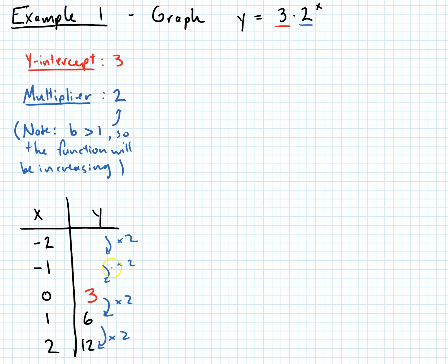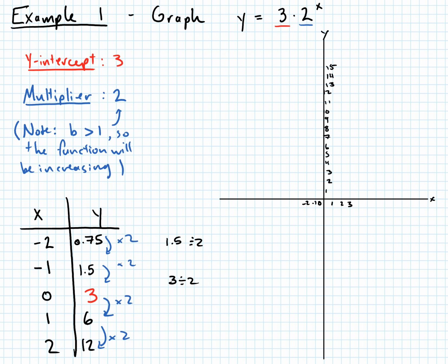Alright, now working backwards, I don't know what this is, but I know that this number times 2 is 3. So another way to do it is 3 divided by 2, and 3 divided by 2 is 1.5. Same for this one. I know that whatever this is times 2 is 1.5, so to go backwards, I can take 1.5 and divide by 2, and that gives me 0.75.